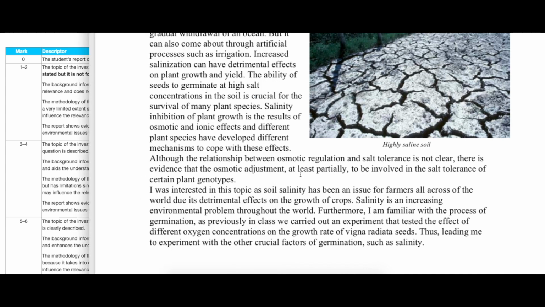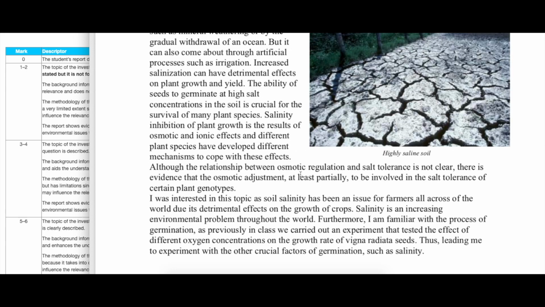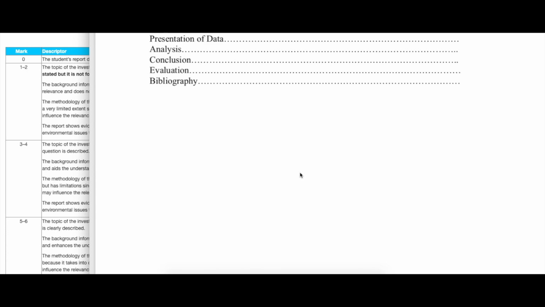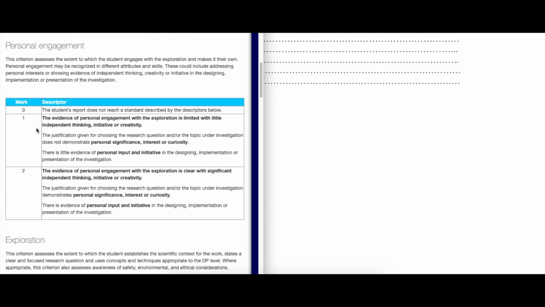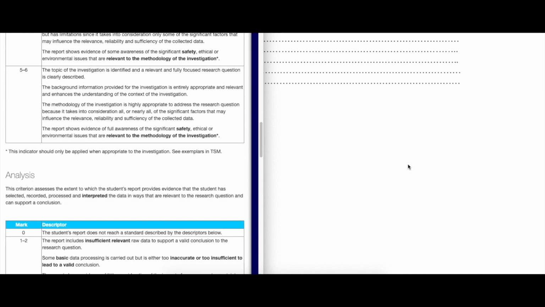And I'm happy to say that I'm confident that this is a 3 out of 6 for exploration, a 1 out of 2 for personal engagement, and a 3 out of 6 for exploration. Let's look at the analysis section now.